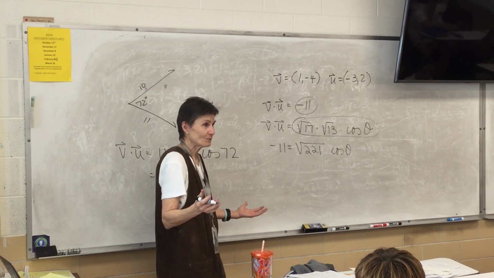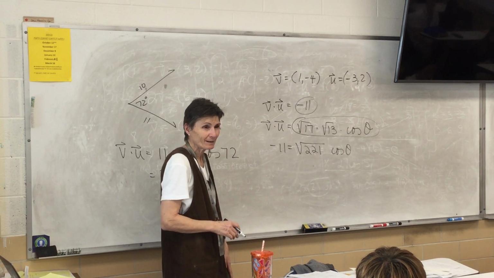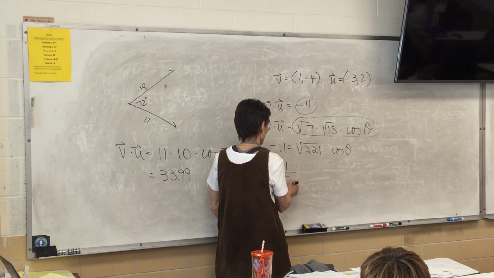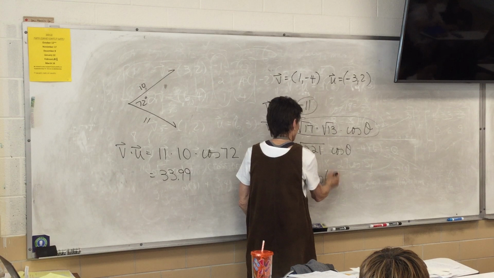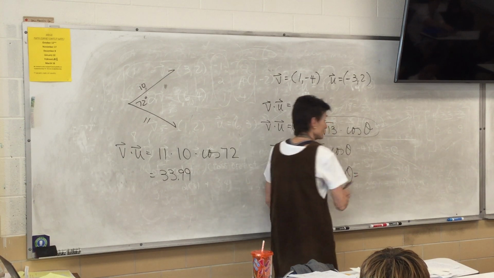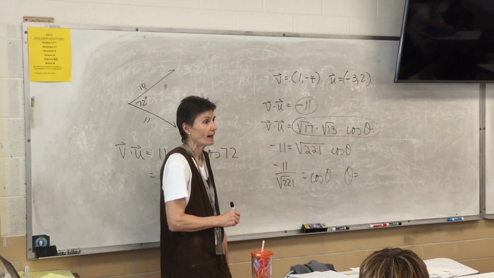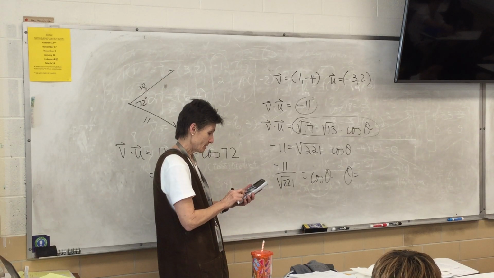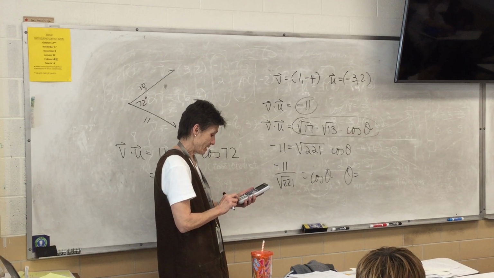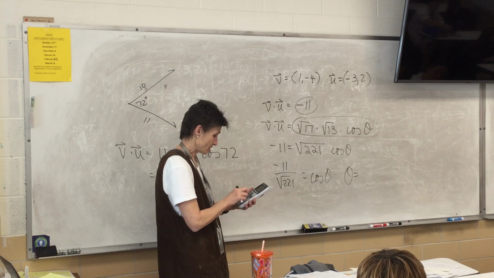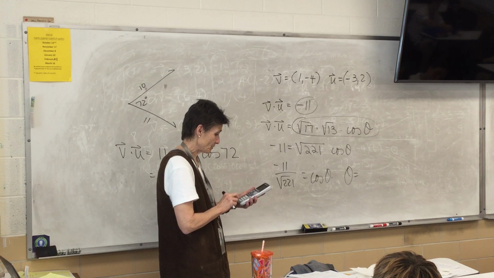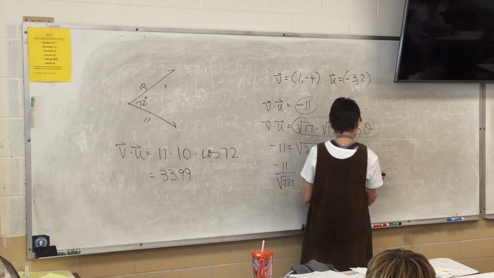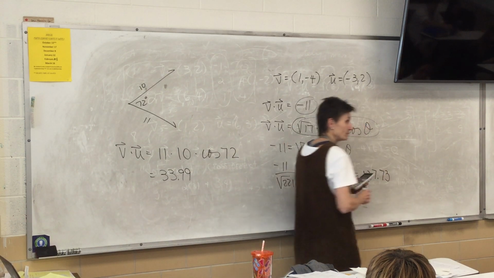And now you know what I'm going to do, right? I'm going to divide by square root of 221. And then what am I going to type in my calculator in order to find that angle? Inverse cosine of negative 11 divided by the square root of 221. I got 137.73.